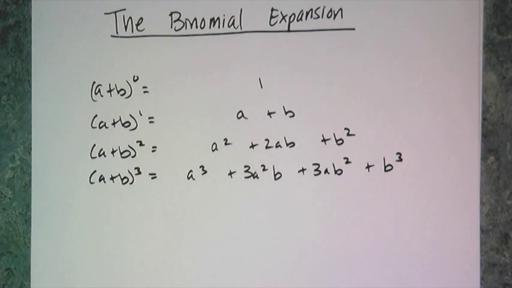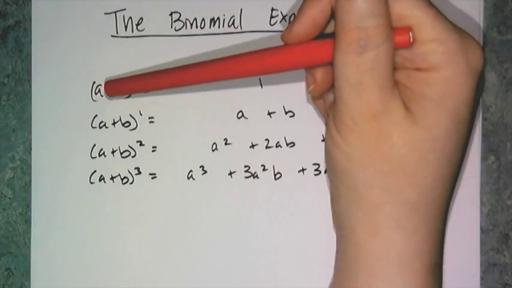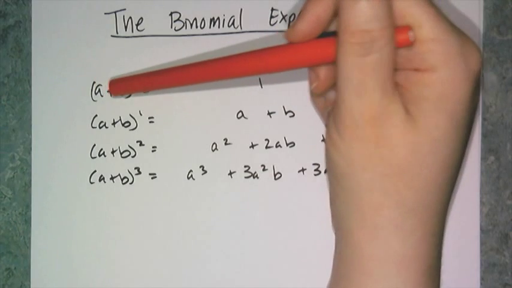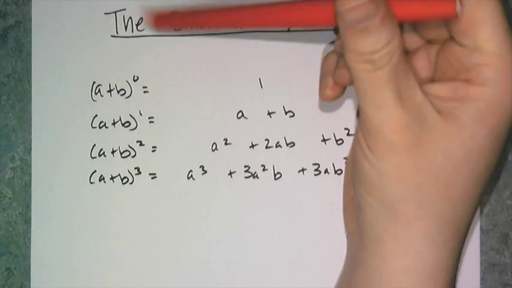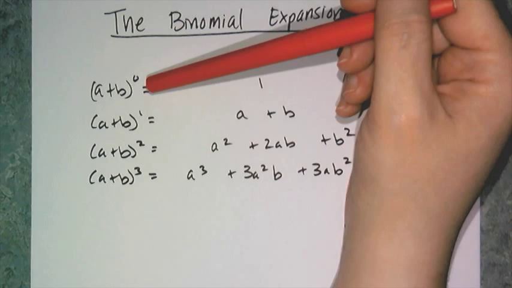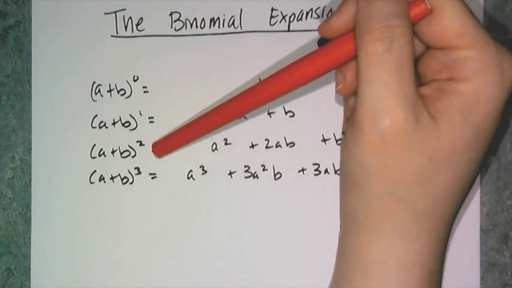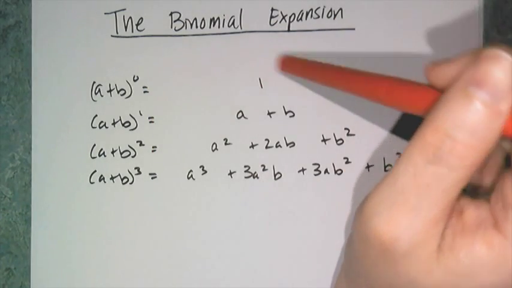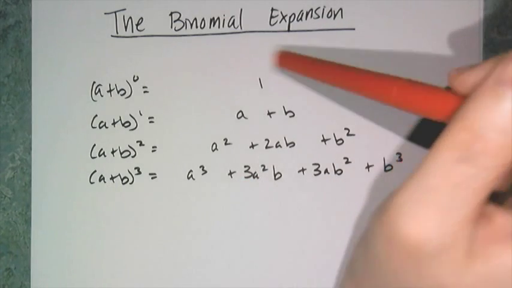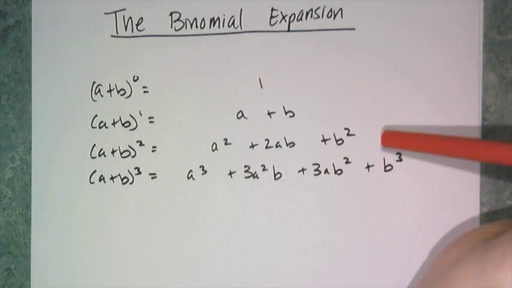So in this lesson, we're going to explore the binomial expansion. So first, what is the binomial expansion? Well, it's when you take a binomial, such as a plus b, and you raise it to increasing degrees. So it's to the 0 power first, then to the first, and to the second, and then to the third. And there are a ton of patterns in the binomial expansion that we're going to look at.